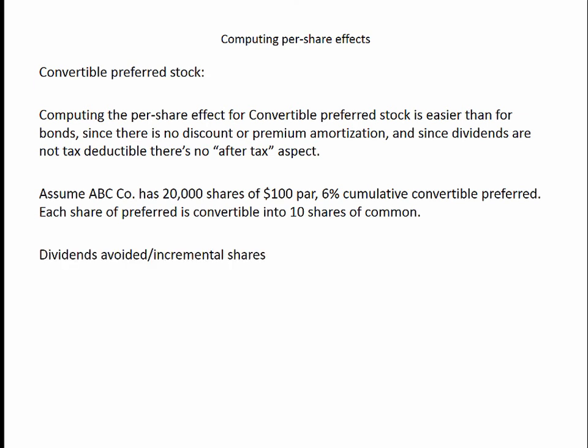So again, what we want to do is look at the dividends that would be avoided divided by the additional shares that would have been issued had these shares been converted at the earliest possible date during the year. So the dividends, $100 par, 6%, that would be $6 per share, times 20,000 shares is $120,000. In the denominator, 20,000 shares of preferred, each being converted into 10 shares of stock, would be 200,000 shares, so the per share effect, $120,000 divided by 200,000 shares, is 60 cents per share.